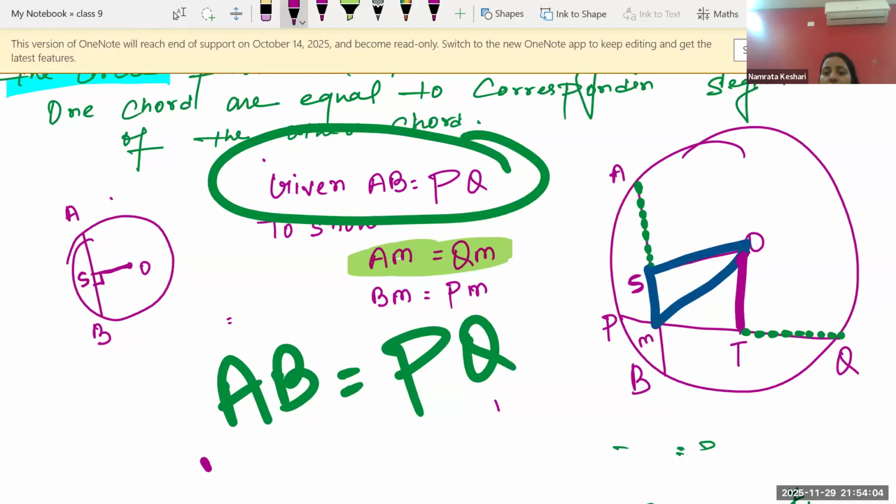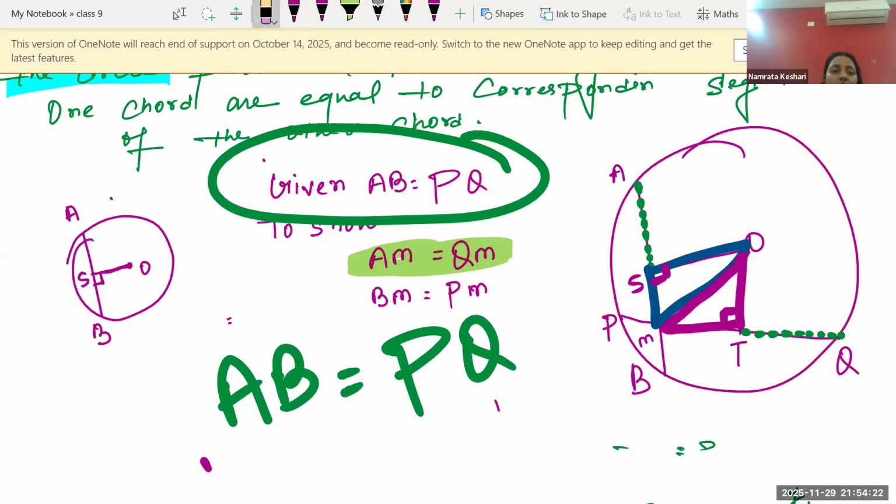Very easily you will be able to prove. I don't even have to help you for that. These two are congruent. I'll show you how. 90 degrees you have dropped here, 90 degrees you have dropped here. Common side you can clearly see. And equal chords are equidistant from the center.